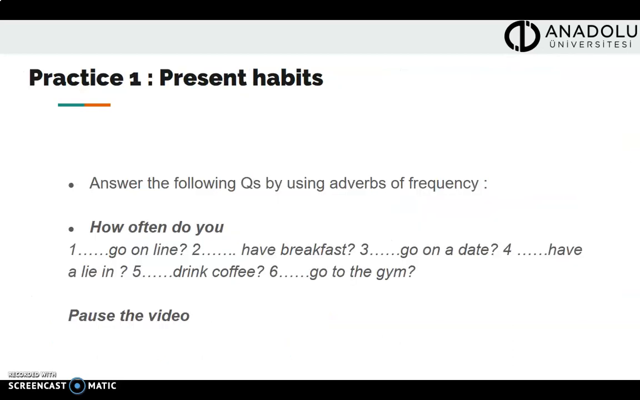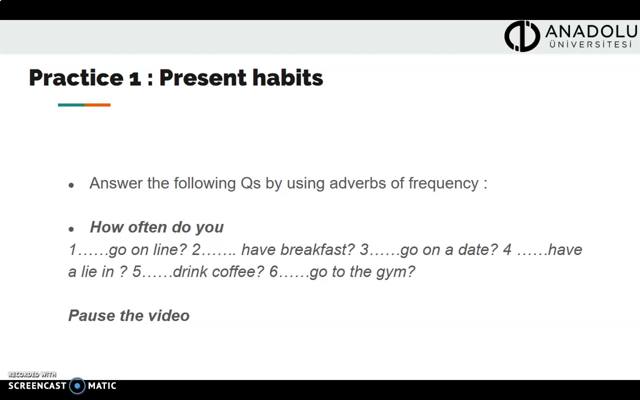Now we come to practice 1. We're going to deal with present habits. Answer the following questions by using adverbs of frequency. How often do you go online? How often do you have breakfast? How often do you go on a date? Lucky you.